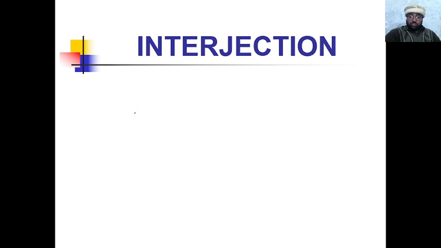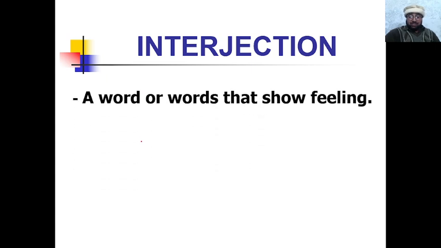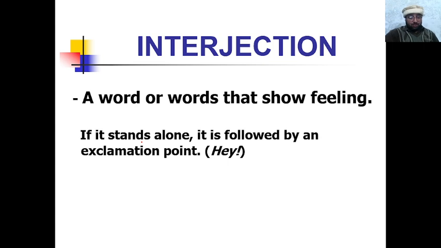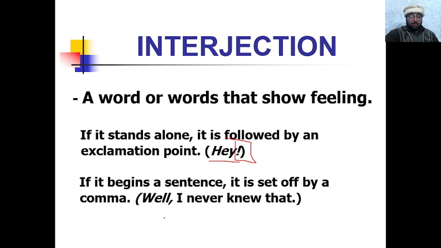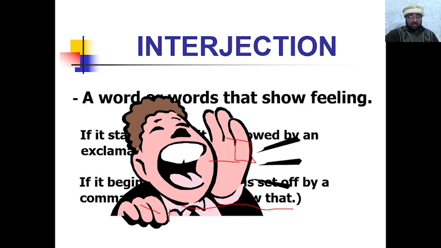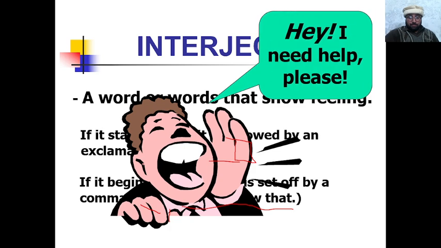Now we have interjections. What are interjections? Interjections are words that are not used in formal writing. We always use them in informal writing. They are words that show feelings. If it stands alone, it is followed by an exclamation point, like hey, okay, it is being stressed because of this exclamation point. If it begins a sentence, it is set off by a comma, like, well, I never knew that. You will have to give it a pause. Now this guy has a problem. He says, hey, I need help, please. Yes, that's how you do it.